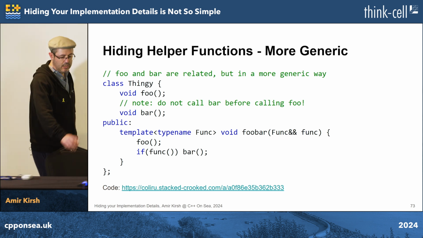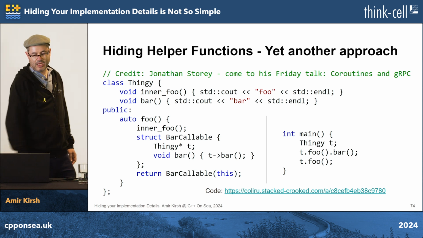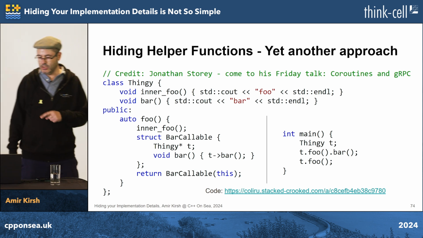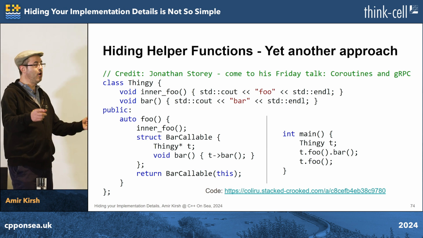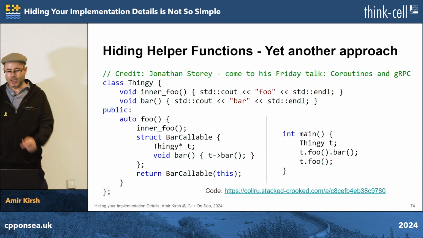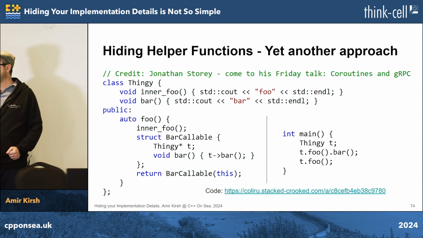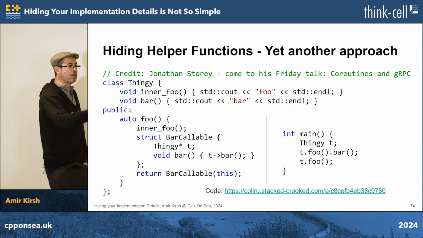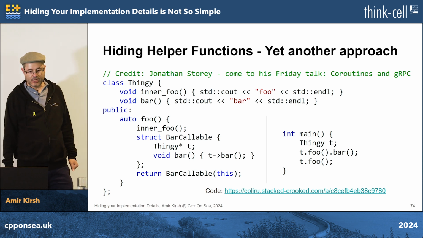Don't do that. Another option was proposed by Jonathan Story, sitting here, come to his talk on protobuf and gRPC on Friday. We were discussing this example and he gave another option for that. You can have foo return a token, and with this token, you can call bar. So when you call, you have a foo function.